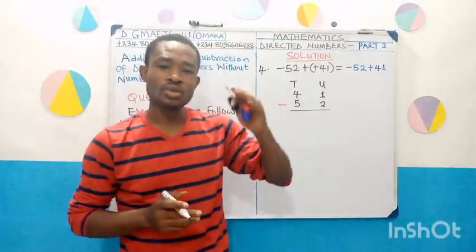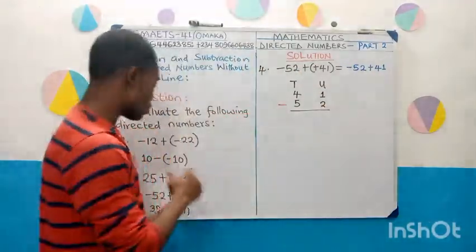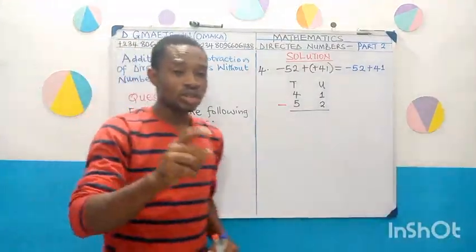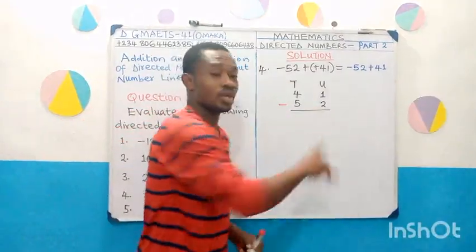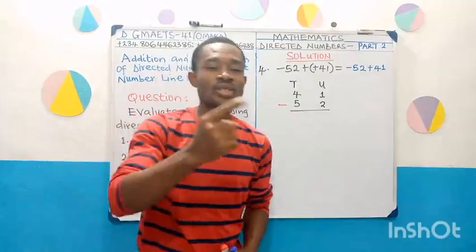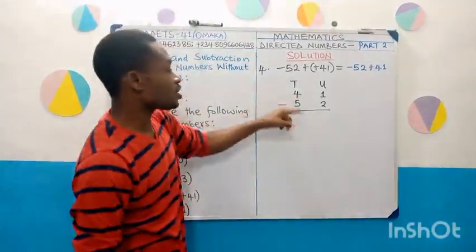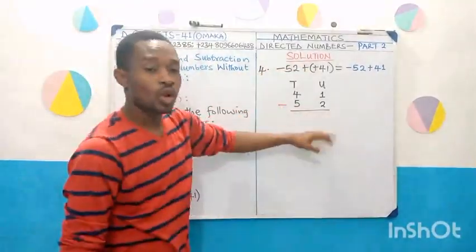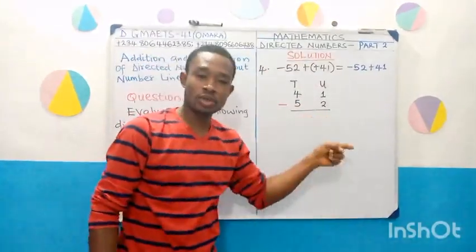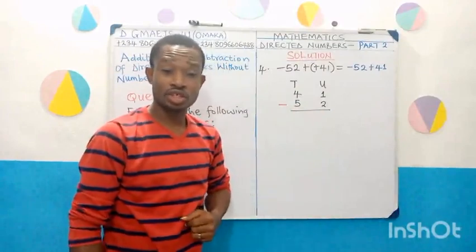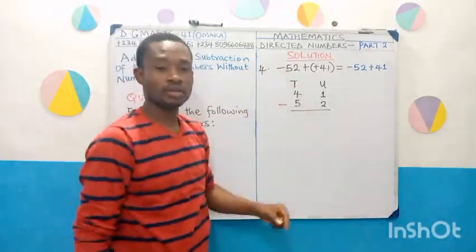Are we going to do 41 minus 52? No. Remember when we solved question 3, I told you that the number with minus is written down. If you want to do the subtraction, it is always the bigger number minus the smaller number. So here, instead of doing 41 minus 52, we will do 52 minus 41. Get our answer, then put the correct sign that the answer should take. Are you ready? So let us do that now. 52 minus 41.